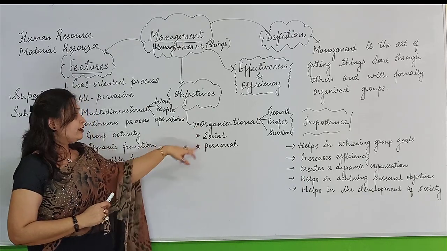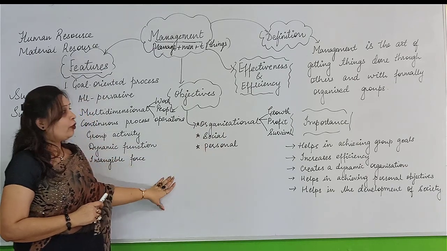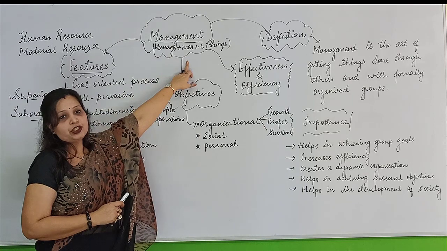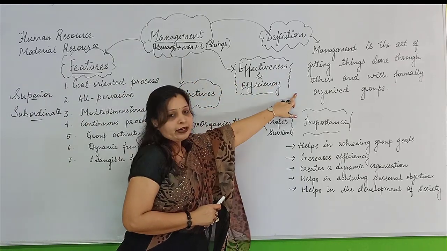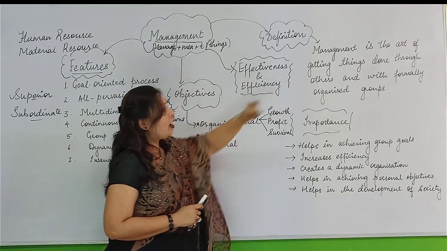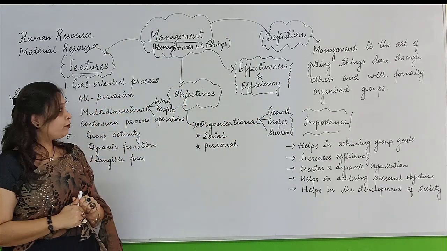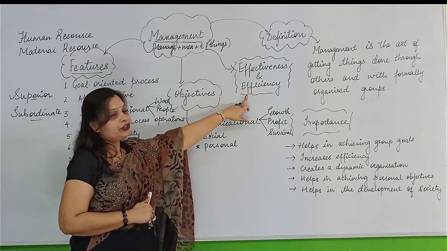So these are our objectives: organizational, social and personal. So until now we have done management, its meaning. Management means managing people and material resources. We have done the definition by Harold Koontz that management is the art of getting things done through others and with formally organized groups. Then we have done two terms, effectiveness and efficiency.